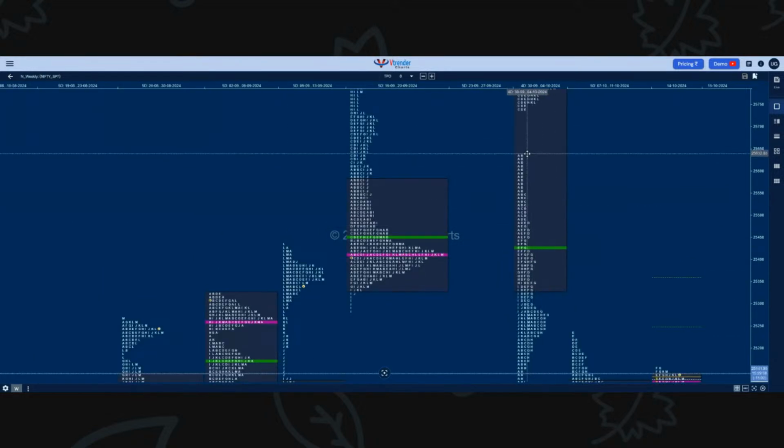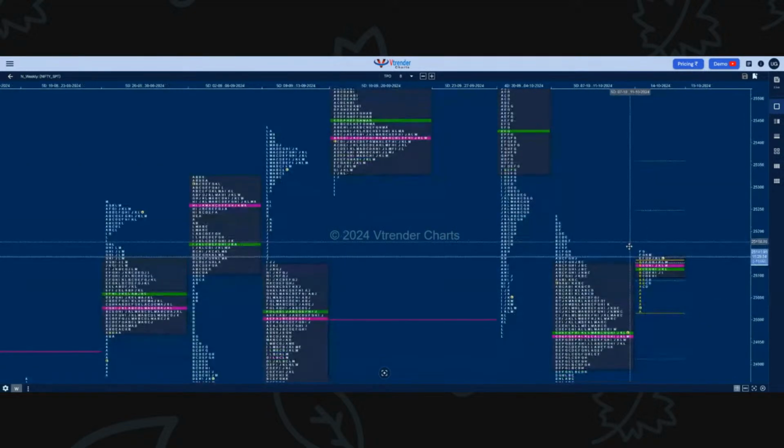We have the zone of singles from 25630 to 25730. So that is a zone where we can look for the auction to keep rising in case the buyers continue to dominate this week. But how will that happen?